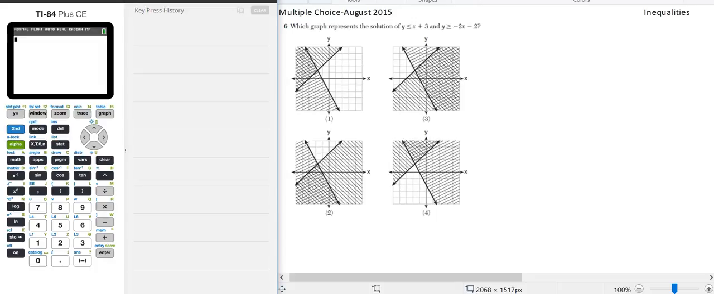This is question number 6 from the August 2015 Algebra 1 Regents. Which graph represents the solution of y is less than or equal to x plus 3 and y is greater than or equal to negative 2x minus 2?